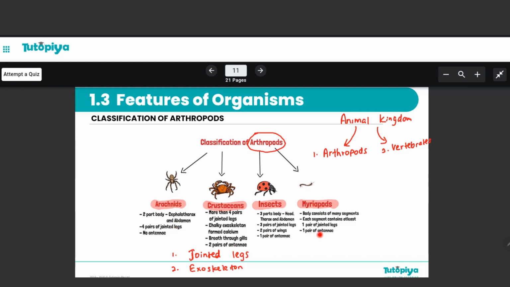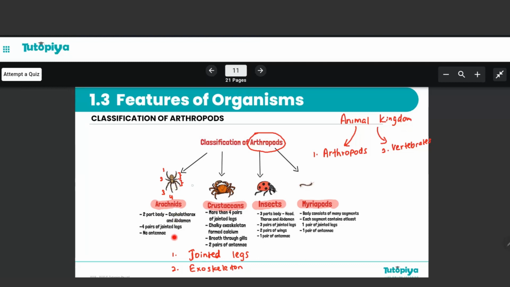Now, when we consider the arachnids, if you take a closer look at their body, you can see that their body is made up of 2 parts. The arachnids have an abdomen and a cephalothorax. And if you count the number of legs, you will see that the arachnids have exactly 4 pairs of jointed legs. And a closer look at the arachnids will show you that they don't have any antennae. So these are the main features of the arachnids.